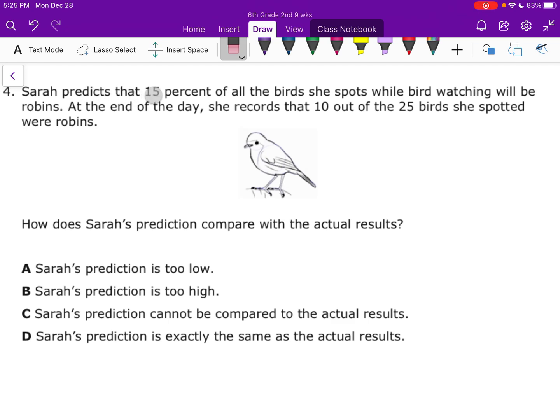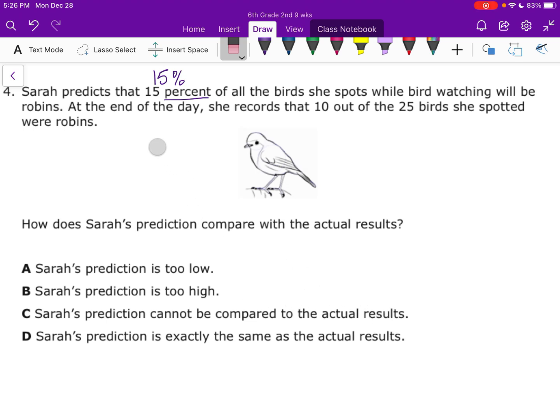All right, so Sarah predicts that 15%, it's weird. I wonder why they wrote that word percent out. Let me fix that. So 15% of all the birds she spots while bird watching will be robins. At the end of the day, she records 10 out of the 25 birds she spotted were robins. How does Sarah's prediction compare with the actual results?